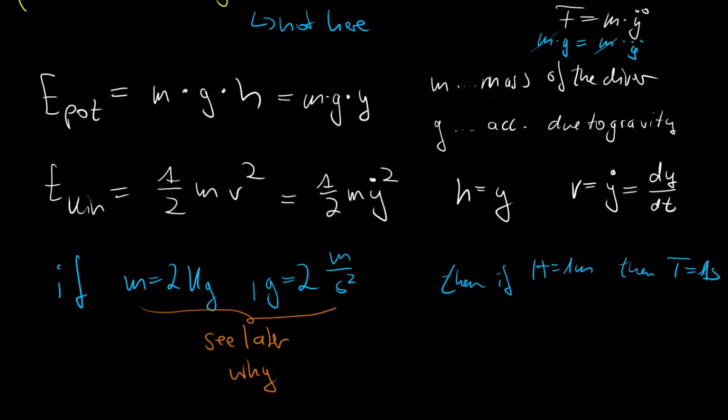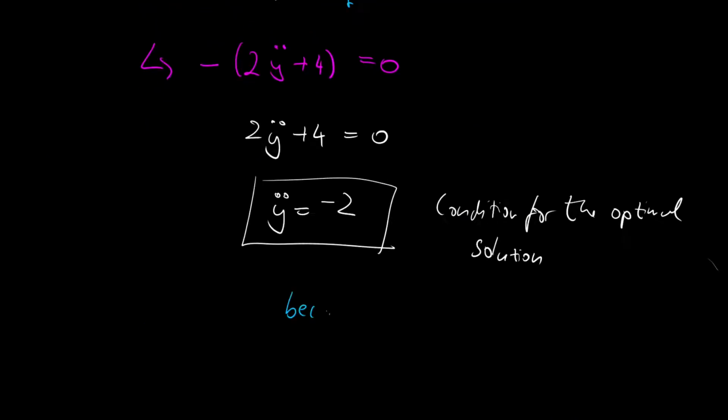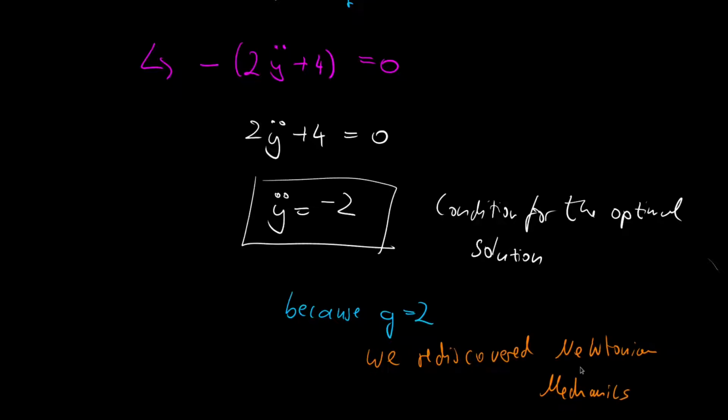So if we go back down, we see that here we have a minus 2, because g was 2. And that's fantastic, right? We just rediscovered Newtonian mechanics. So let's call this, we rediscovered Newtonian mechanics. Well, this is just a side note. It has nothing to do necessarily with the mathematics, but it's something that I find extremely remarkable.